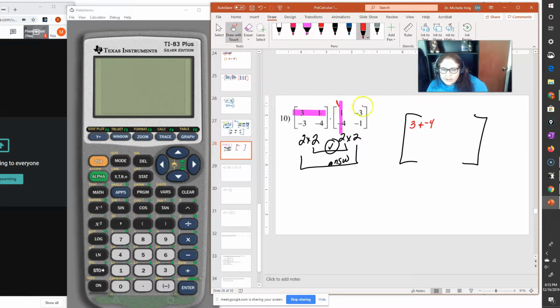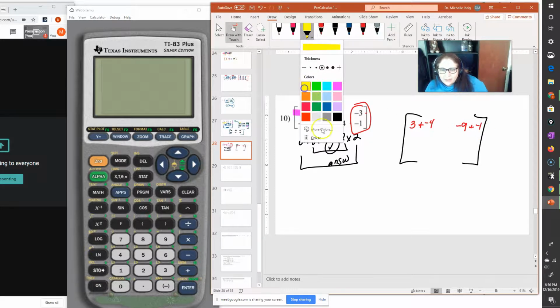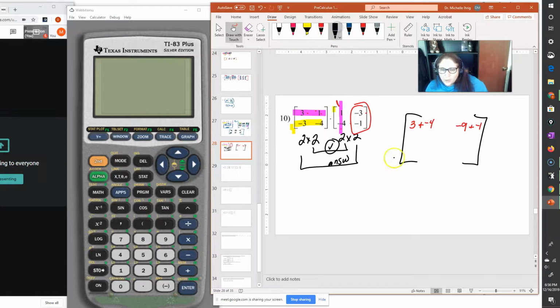Then we look at our next column. 3 times -3 is -9, and 1 times -1 is -1. Our bottom row and first column, here we've got this: -3 times 1 is -3, and -4 times -4 is +16. And finally, -3 times -3 is +9, and -4 times -1 is +4.